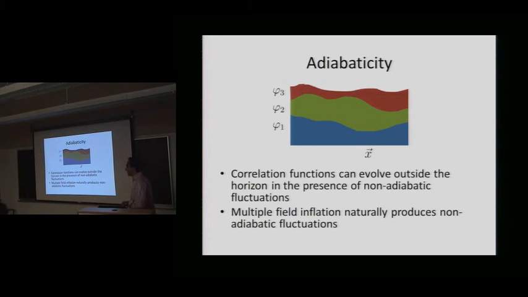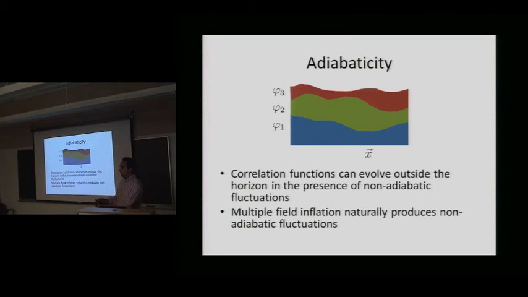And the reason that single field is treated differently from multiple field inflation goes back to this issue of adiabatic solutions. So multiple field models of inflation naturally produce non-adiabatic fluctuations, and it's only in the adiabatic solution that the curvature perturbation and its correlation functions are conserved outside the horizon. So in multiple field inflation, due to the presence of non-adiabatic fluctuations, correlation functions can evolve on superhorizon scales.